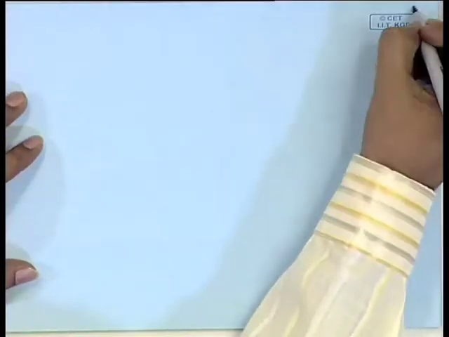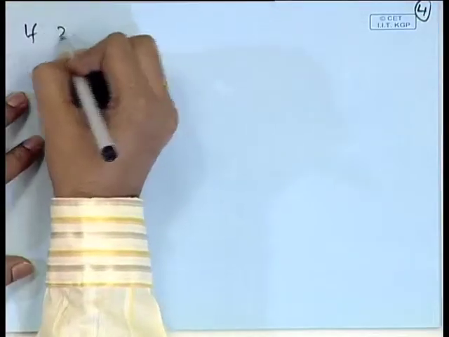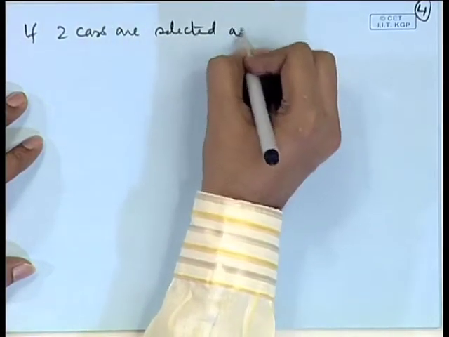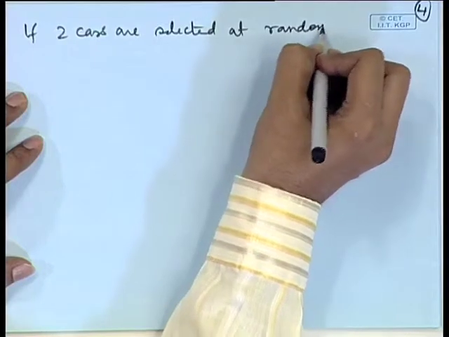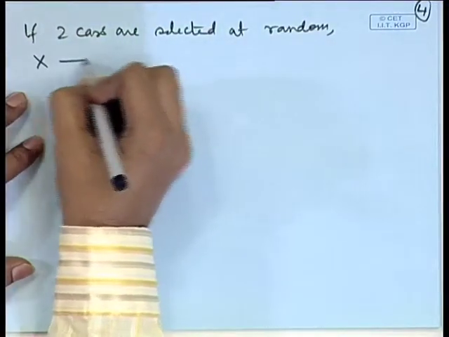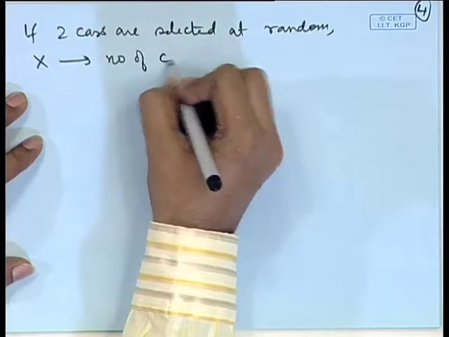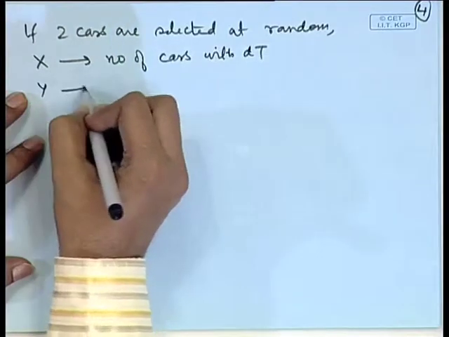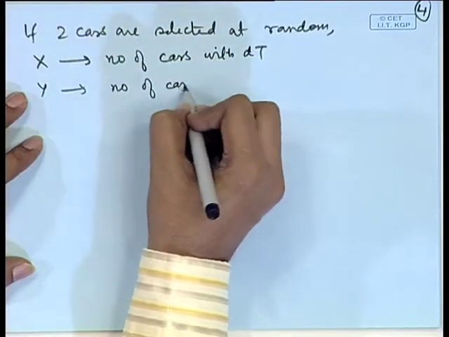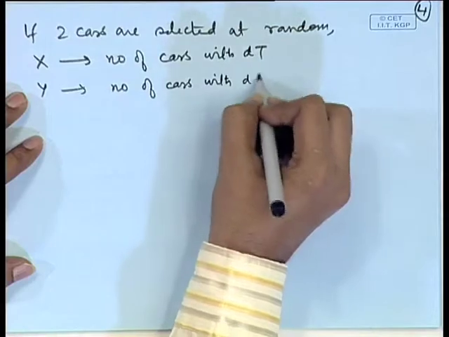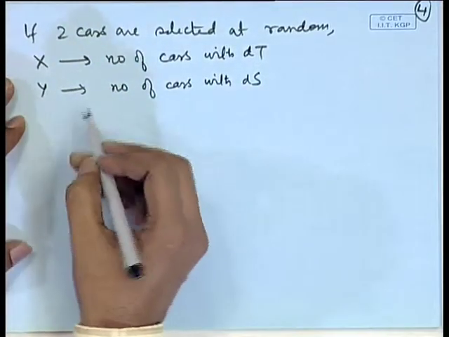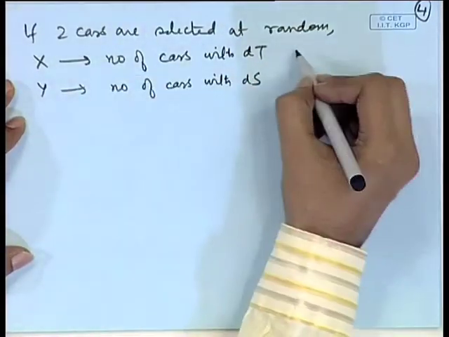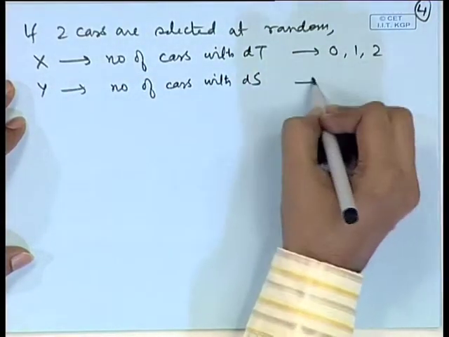Now, if 2 cars are selected at random, let X denote the number of cars with defective transmission and Y the number of cars with defective steering mechanism. So, (X, Y) is a discrete random vector, and both X and Y can take values 0, 1, 2.